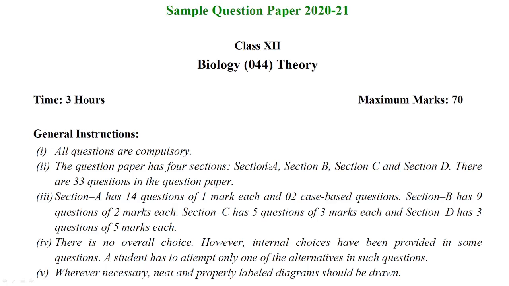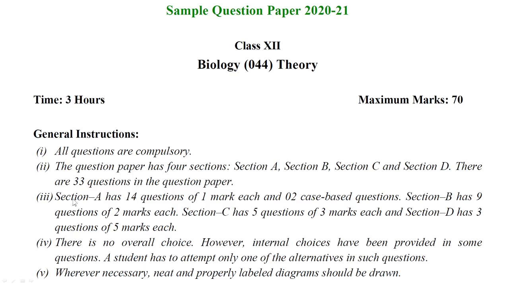By looking at the sample question paper 2020-21, we can see in the general instructions that all the questions given in the question paper are compulsory. There are a total of 33 questions divided into four sections: section A, B, C, and D. The question paper is out of 70 marks.